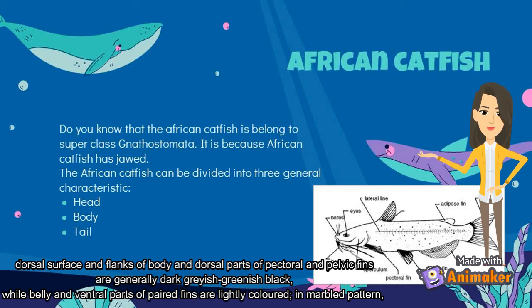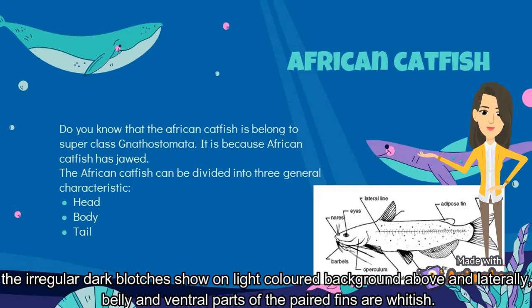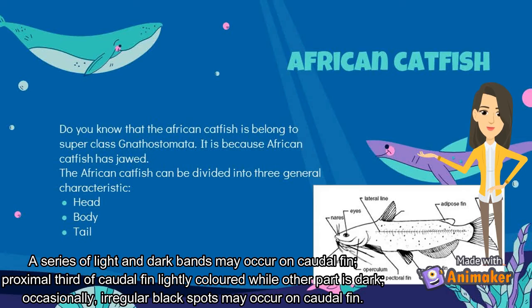The dorsal surface and flank of the body and dorsal part of the pectoral and pelvic fin are generally dark grayish, greenish, black, while the belly and ventral part of the pelvic fin are lightly colored in marble pattern. Irregular dark blotches show on a light color background above the lateral belly, and the ventral part of the pelvic fin is whitish. A series of light and dark bands may occur on the caudal fin. The proximal third of the caudal fin is lightly colored while the other part is dark. Occasionally, irregular black spots may occur on the caudal fin.